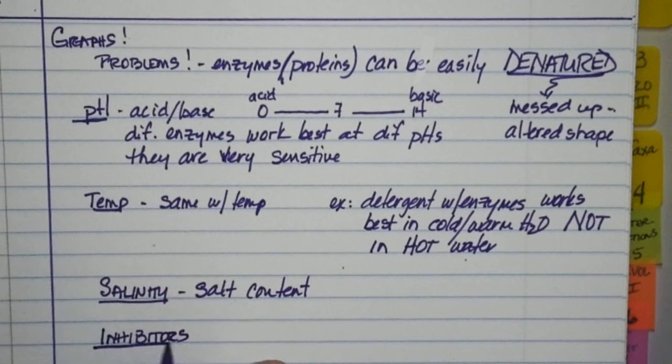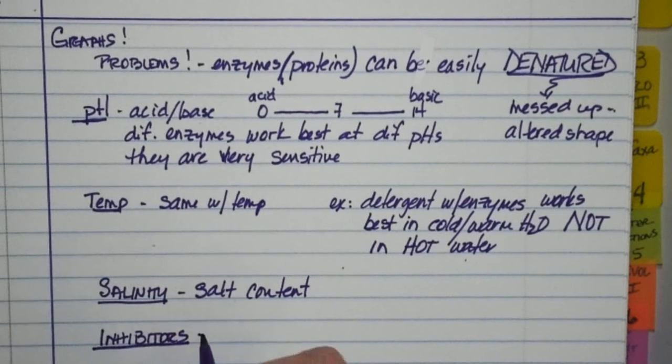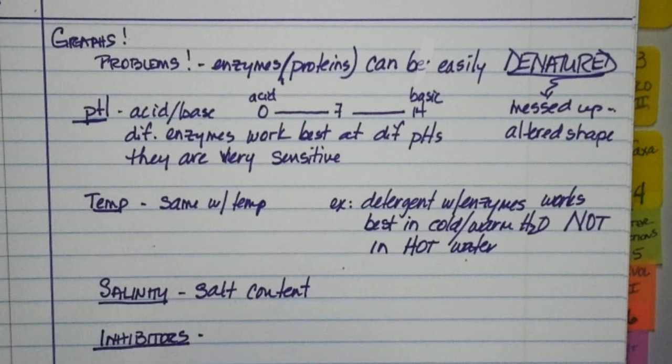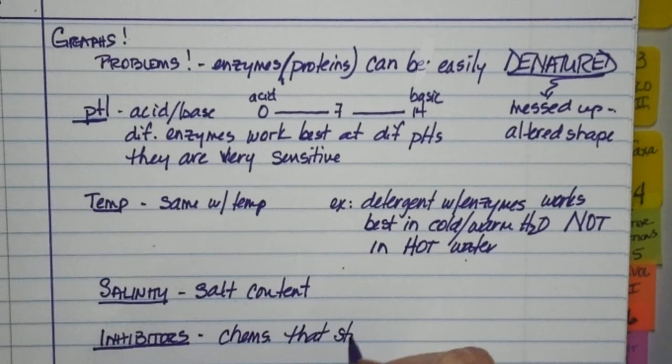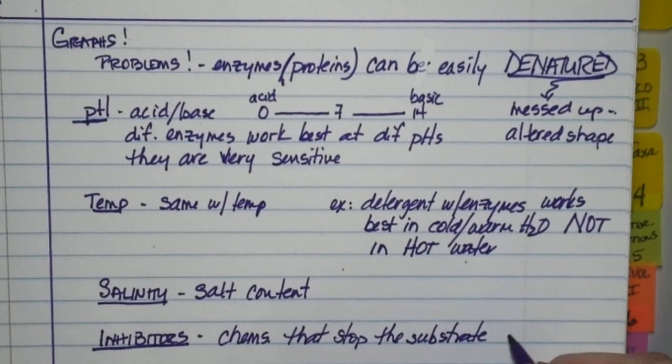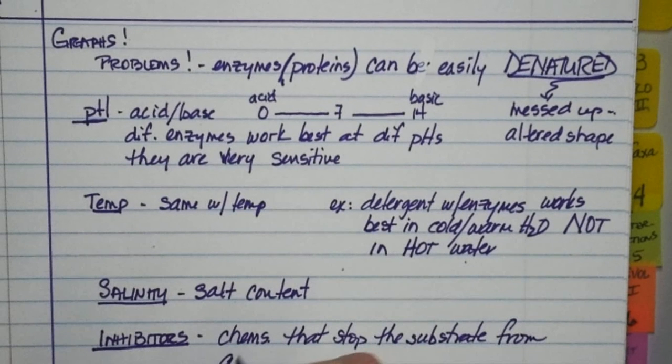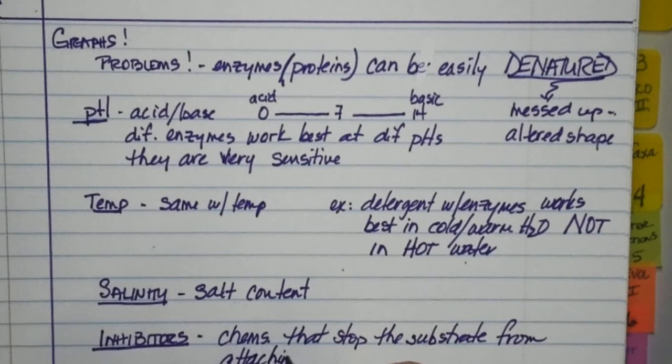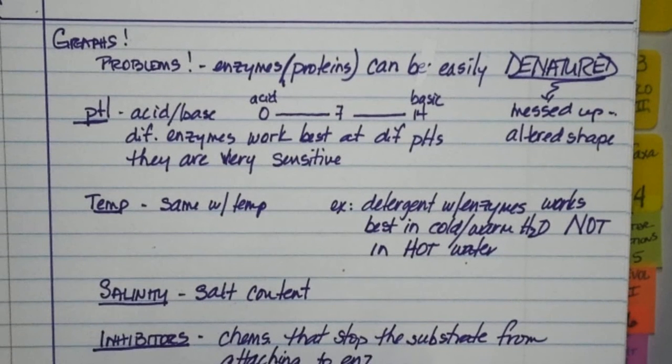Okay, so inhibitors are chemicals that stop the substrate from attaching to the enzyme. If you look at the last page of notes, we talked about the substrate before. It stops the substrate from attaching to the enzyme. Okay, I'm going to flip over a page real quick and I'll bring it right back here.